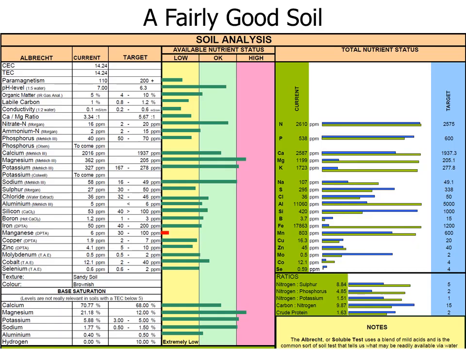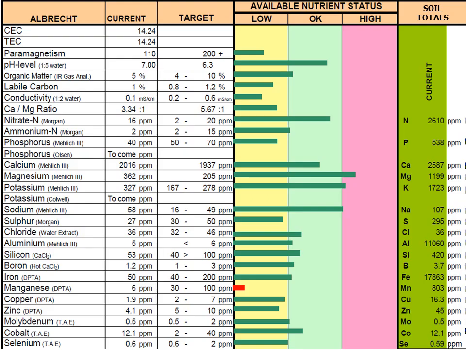This again is that soil that we were looking at. Let's look at the calcium this time. Now, what we actually had in this soil was 2016 parts per million. Our target, based on an ideal CEC, would have been 1937. So we're topped up on calcium in the cation exchange capacity.